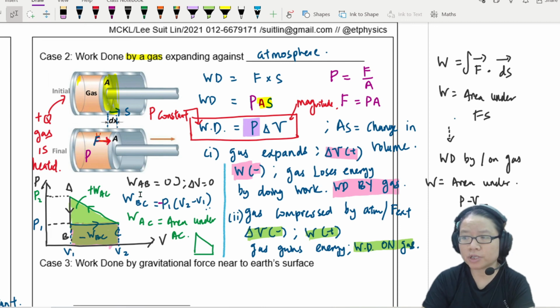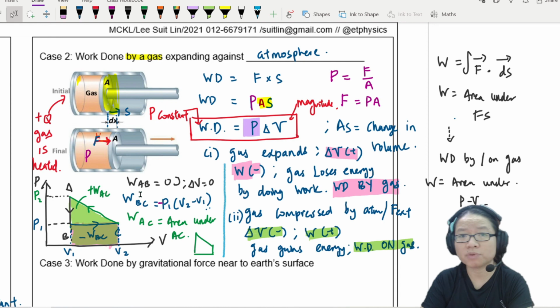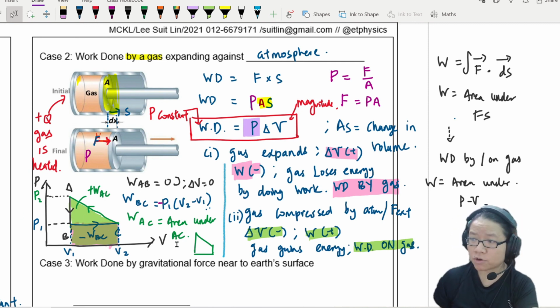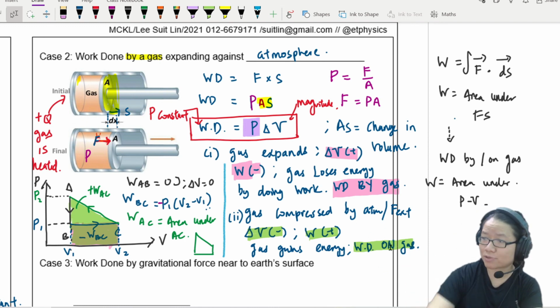This is a pretty unique subtopic that is not very popular in your AS, but we will visit this again in your N2. The important idea here is just knowing that work done can be calculated either using area under the PV graph or the equation P times change in volume, provided P is constant. Okay, if it's not constant, we use area under the graph. And also know when work is done by the gas for expansion and when work is done on the gas being compressed by an external force.